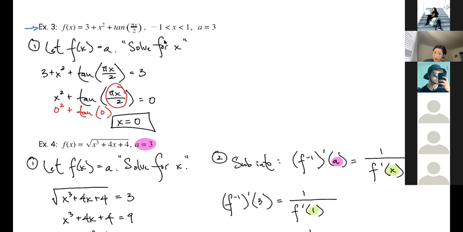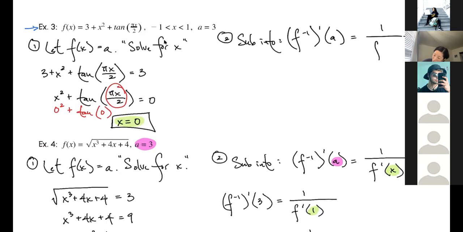All right, we've got our x value. We can highlight it in that neon green, and then we can move on to step 2, where we're going to sub into our formula the inverse function derivative at a equals 1 over the derivative of the original at x. And so we'll have our x value down here. We'll have our a value in here.